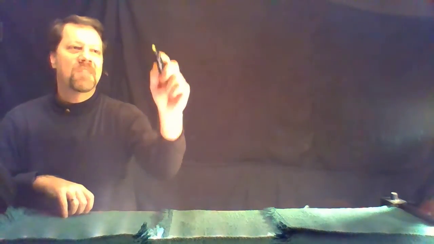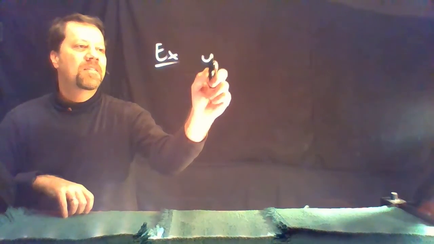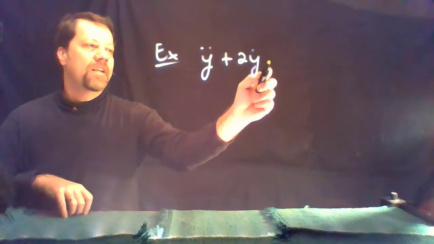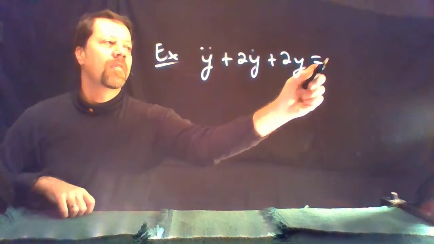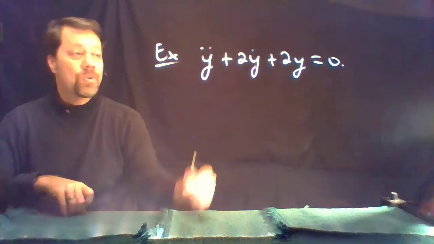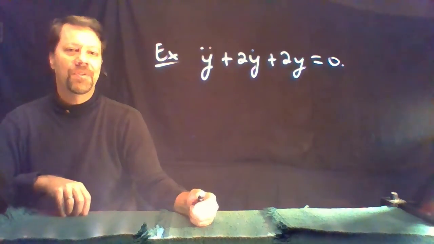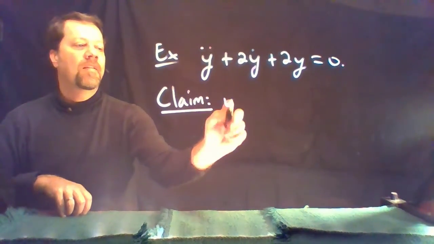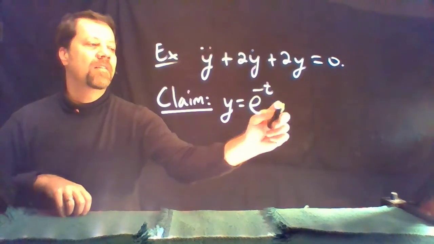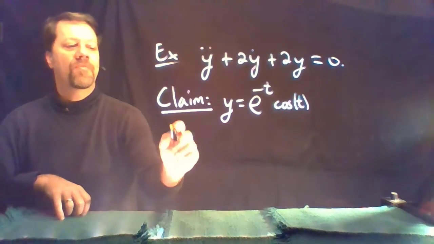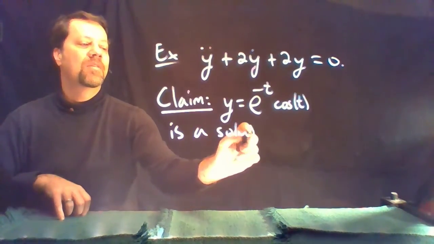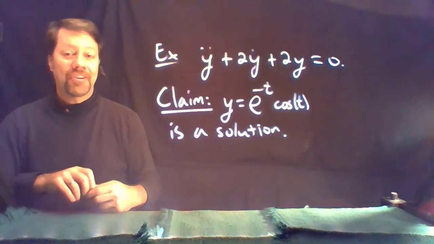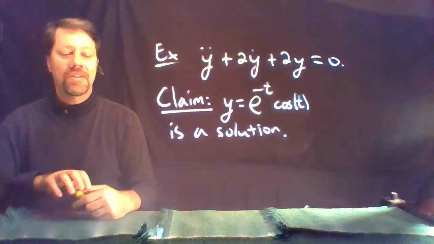I want to look at another example. In the next example, suppose that we're dealing with an oscillator that has some spring constant equal to 2, but also a coefficient of friction equal to 2. I claim that y equals e to the minus t cosine t is a solution. To check this, we need to calculate a couple derivatives and then plug those into the differential equation.